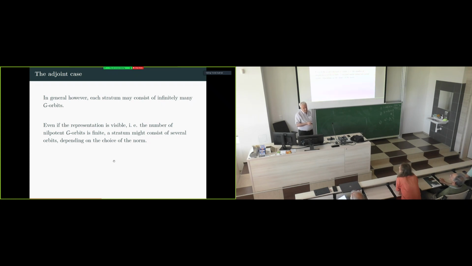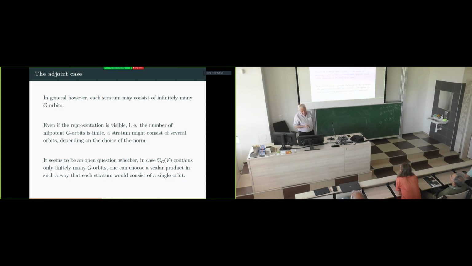And even if your representation is visible, I recall that this means that the number of orbits in the null cone is finite. In this case, a stratum may consist of several orbits, a finite set, but this depends on the choice of the norm. And there is some open question for N(G,V) containing only finite G orbits.